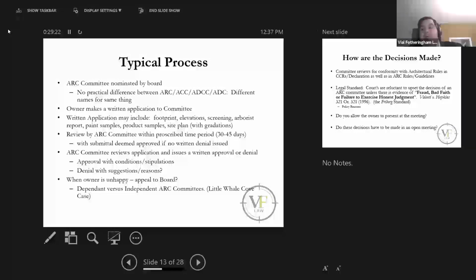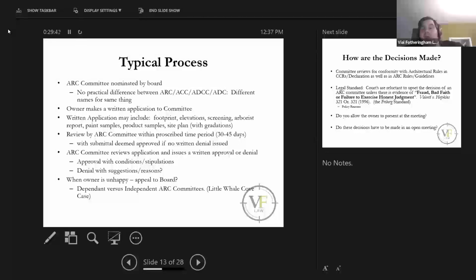But if you have a quorum of the board serving on the ARC, let's say you have 3 directors and 2 of them also serve on the ARC, well, now you have a quorum. And that means that you have to go through the open meeting requirements of Oregon law, which includes sending out the notice and allowing owners to attend.